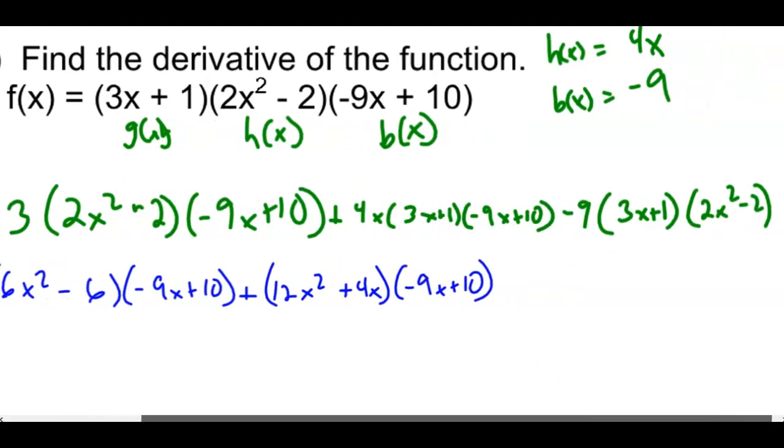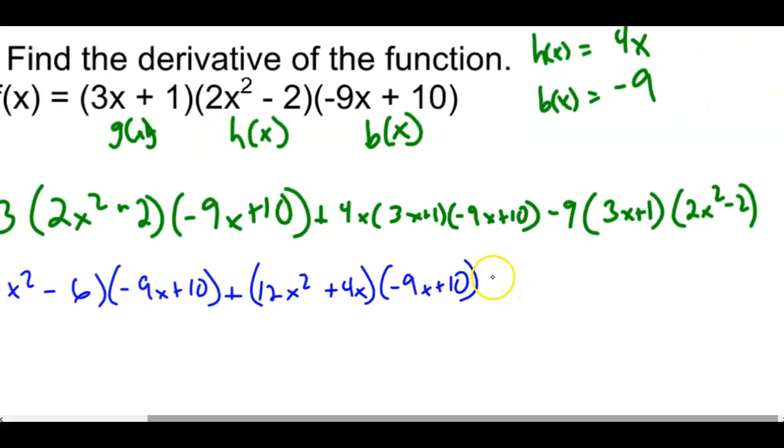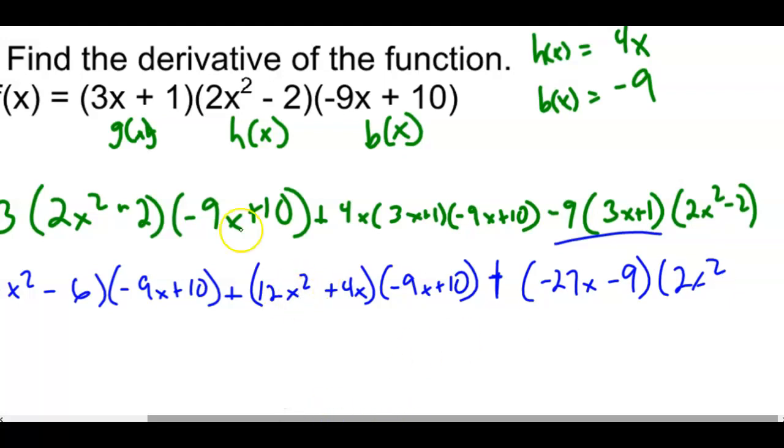And then I'm going to distribute the negative 9. So that gives me negative 9. And I know you're like, why did I put a plus back right here? Well, because I'm just distributing to this first one right here. So that gives me a negative 27x minus 9 times 2x squared minus 2, like that. So now I can FOIL this part.